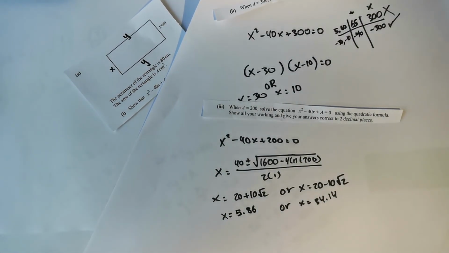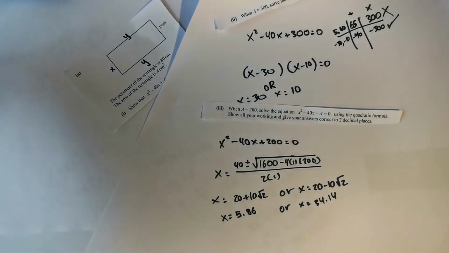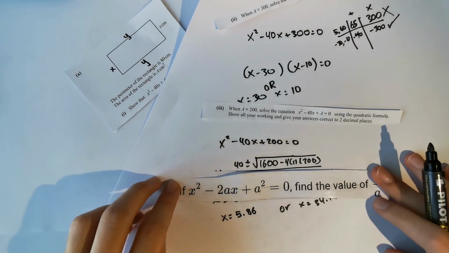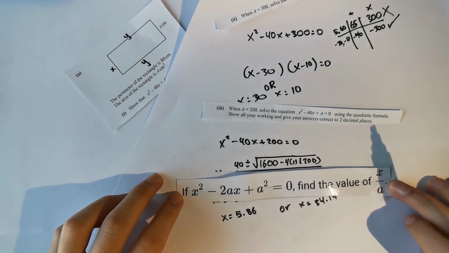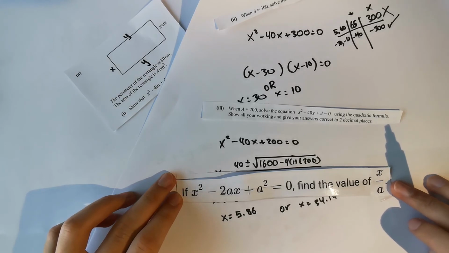Okay, and now for the last question. If x squared minus 2ax plus a squared equals 0, find the value of x over a.